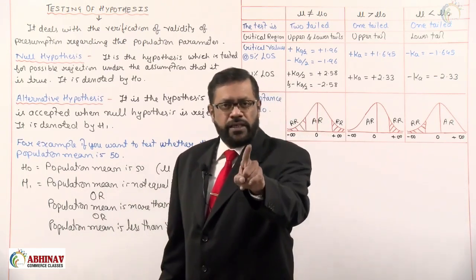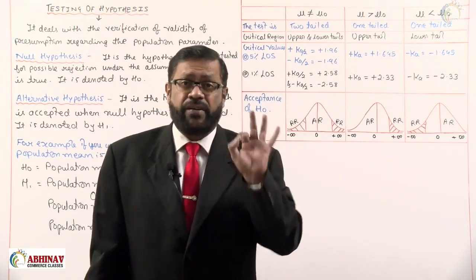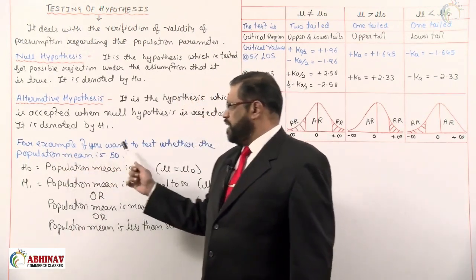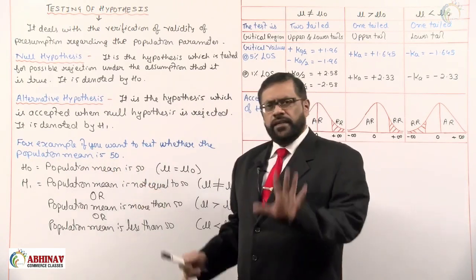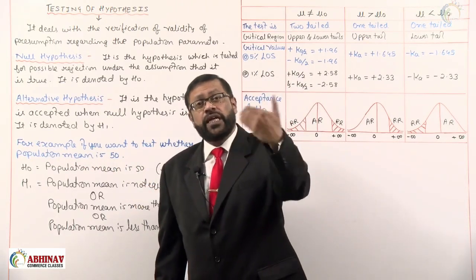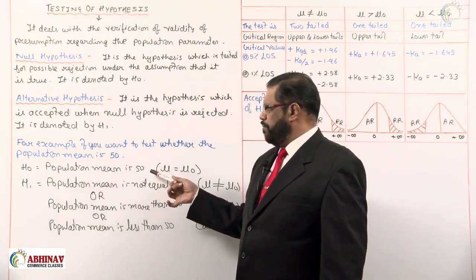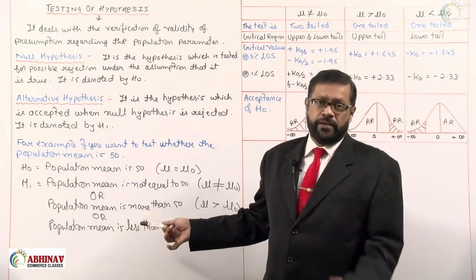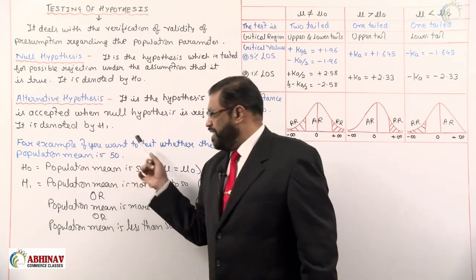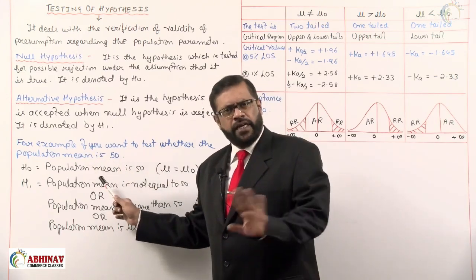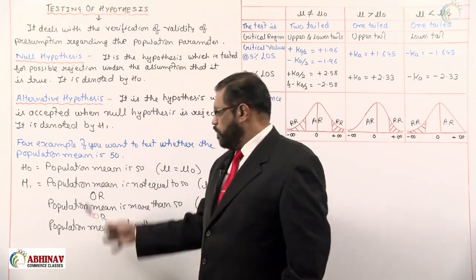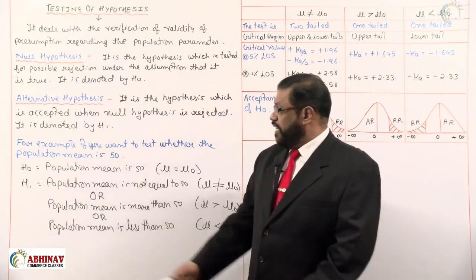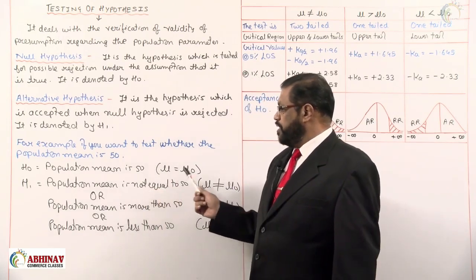More than, less than words in H1 are only to be used if the problem specifies. If they have asked to test that population mean is more than 50, what should you test? Population mean is more than 50. Your H0 will be the same: population mean is 50. H1 will be this because they have asked to test more than 50. If they have asked population mean is less than 50, H0 will be the same. H0 should always be equal to, and H1 will be less than 50. But here they did not mention more than nor less than. So in this case, this is going to be the H1: population mean is not equal to 50.